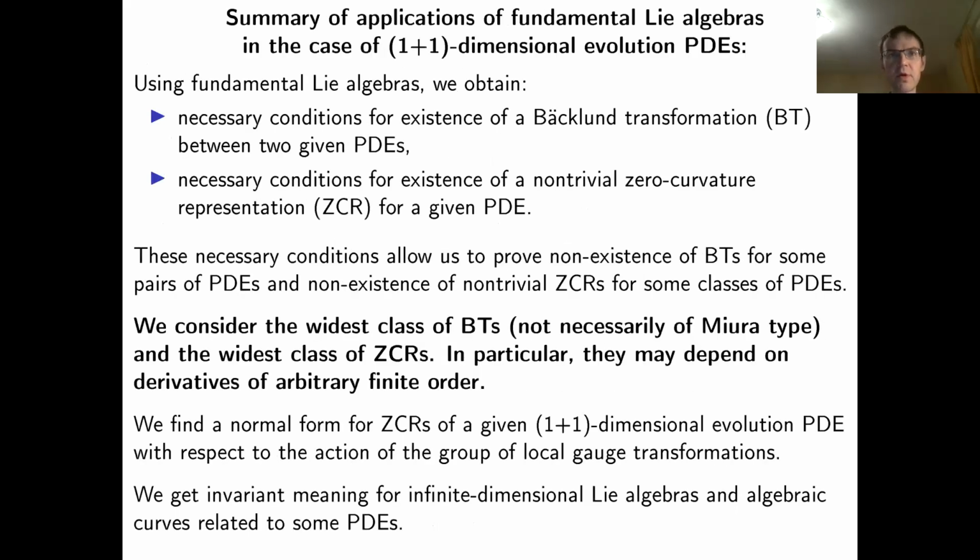First, before doing this, I will summarize some applications of the fundamental Lie algebras in the case of 1+1 dimensional evolution PDEs. So in this approach, we obtain the following results. Necessary conditions for existence of a Bäcklund transformation between two given PDEs. Necessary conditions for existence of a non-trivial zero curvature representation for a given PDE. And these necessary conditions really work.